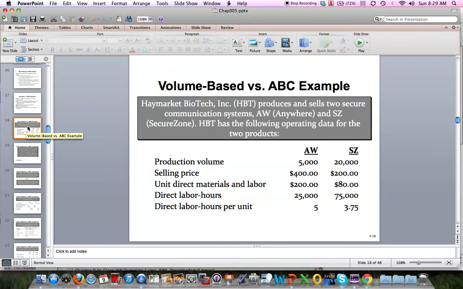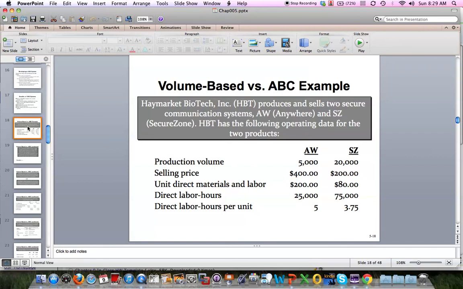So here's an example of volume-based versus ABC, and this is a great example, and you should definitely read through it. It starts on page 138 and goes for a while. We're going to walk through it together here, but really about 138 to 141 is where this goes through, and it's definitely worth looking at. It'll help you tremendously when you go to do your homework.